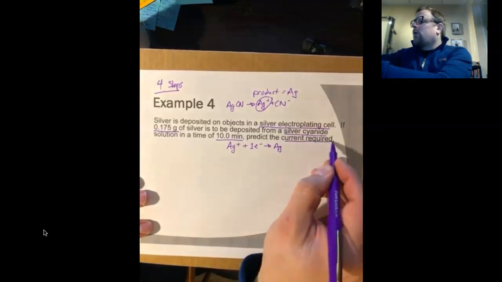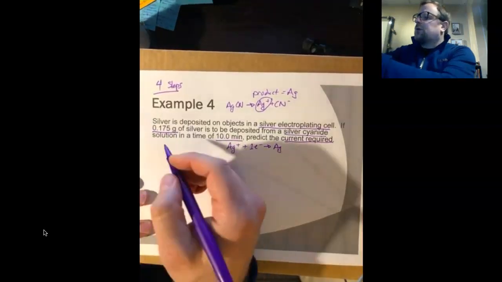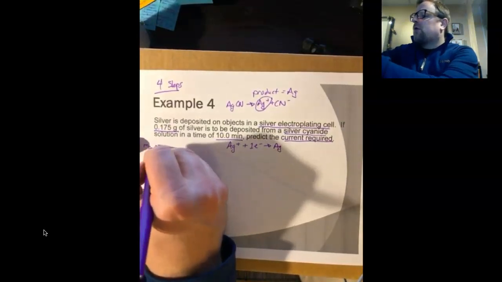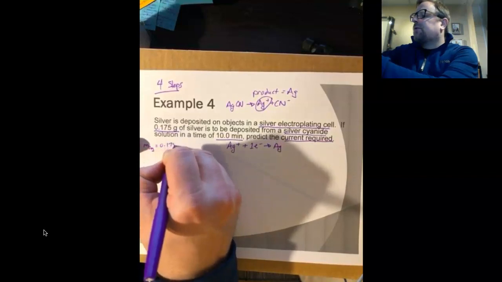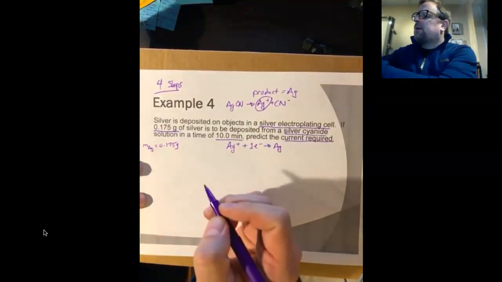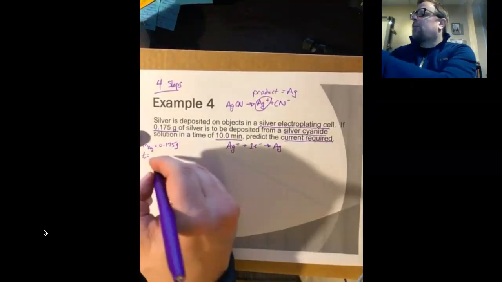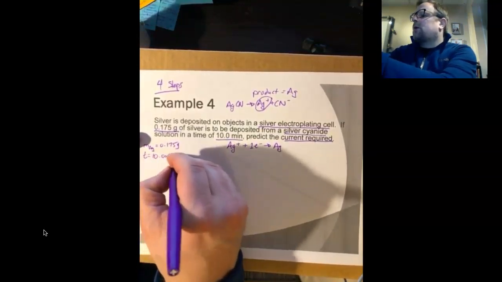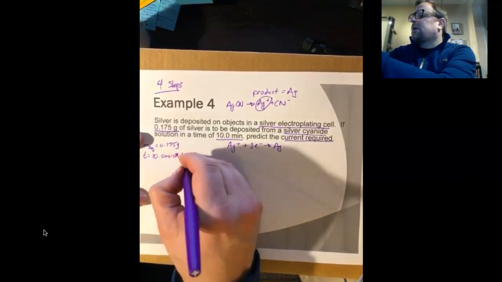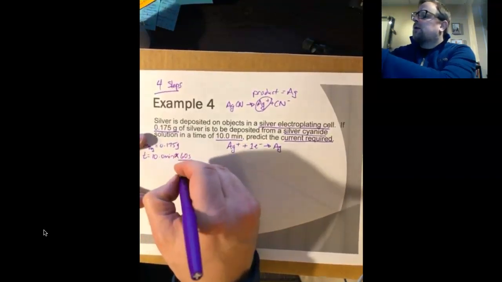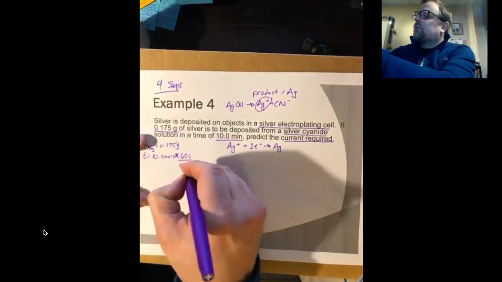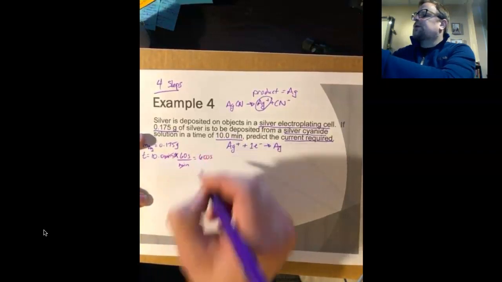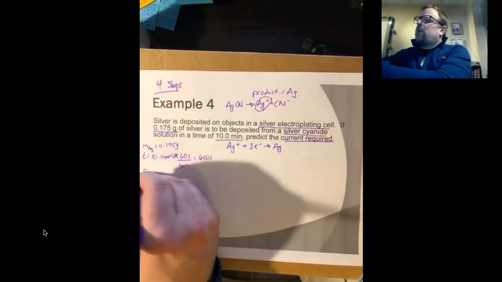What is the current required? That's what we're trying to figure out in the question. So let's take stock of what we know. We know that the mass of silver that we're trying to plate is 0.175 grams. We know that the time we're operating at is 10 minutes. I'm going to quickly convert that to seconds, because there are 60 seconds in 1 minute. Minutes cancel, so we're up to 600 seconds. We know Faraday's constant.